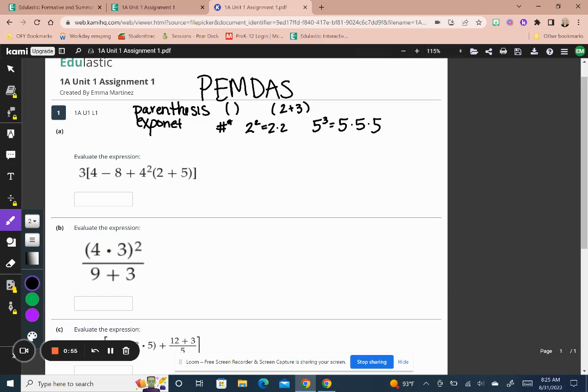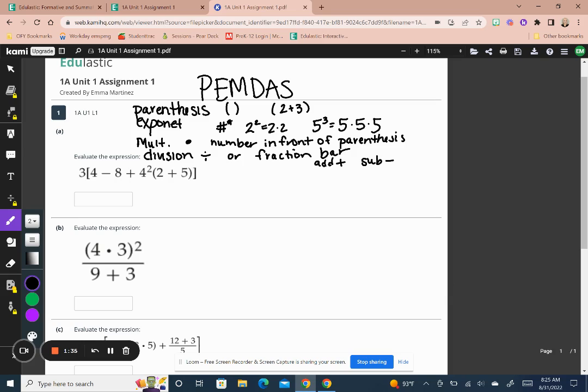Okay? We also have multiplication. And multiplication can be seen as a dot. It can be seen as a number in front of parentheses. Okay? And then we have division. Division can be seen as this symbol or a fraction bar. And then we have addition, and that's only when you see a plus, and then subtraction, you only see the subtraction symbol. Okay, so that's kind of a rundown of PEMDAS.